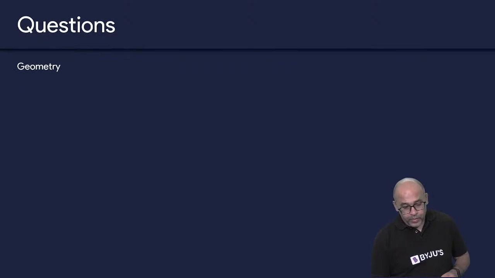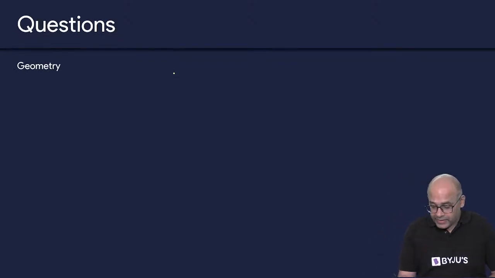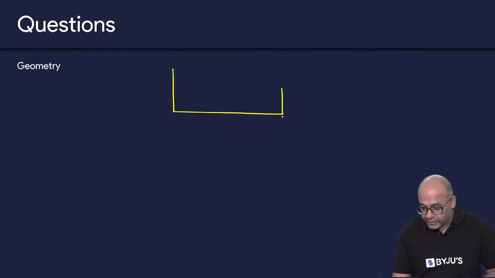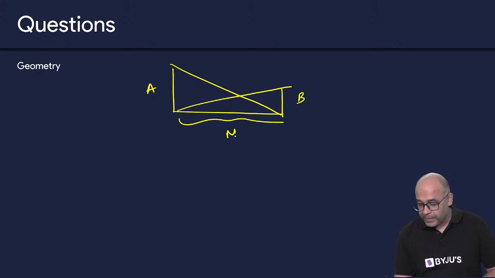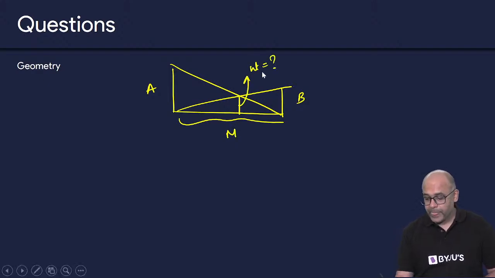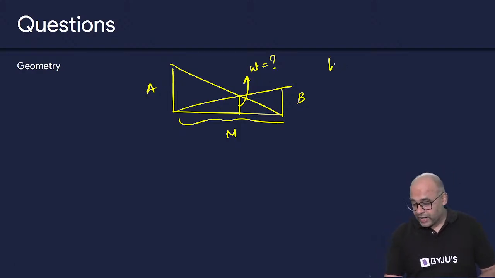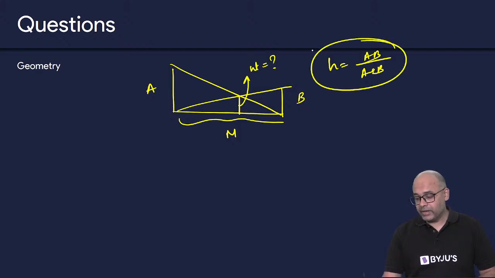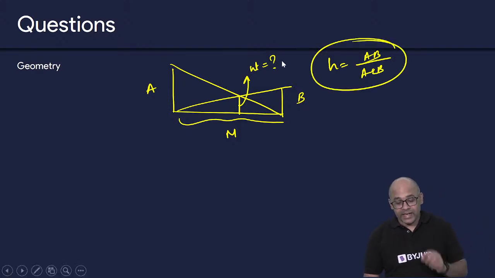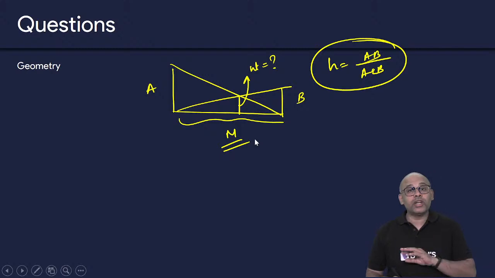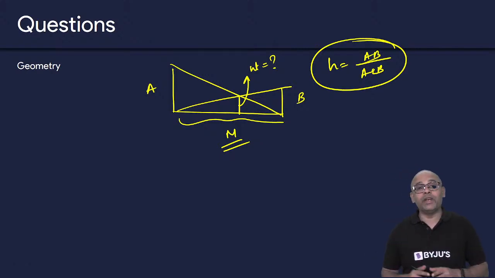Okay. Then you had a question on geometry. Basically there was a pole like this. This was A meters, B meters, and this was M meters. The question asked was, what is this height h? The answer to this height h will be AB by A plus B. It is independent of M. It is not dependent on M. It is AB by A plus B.